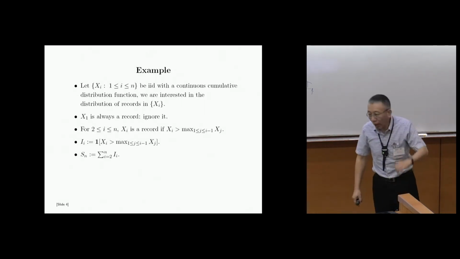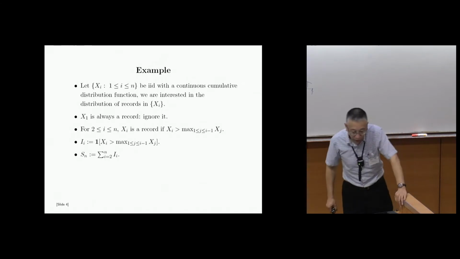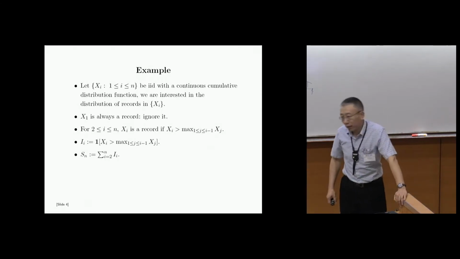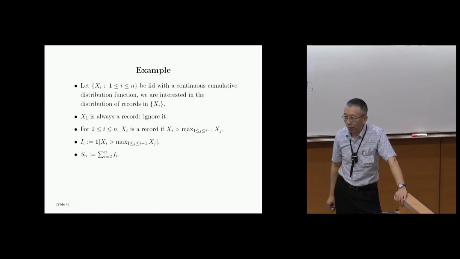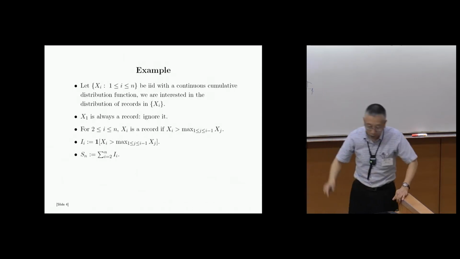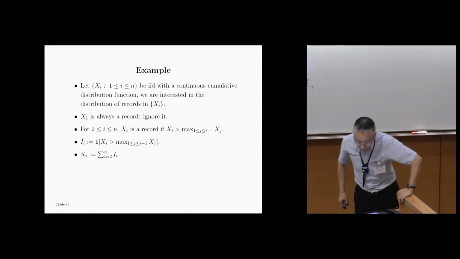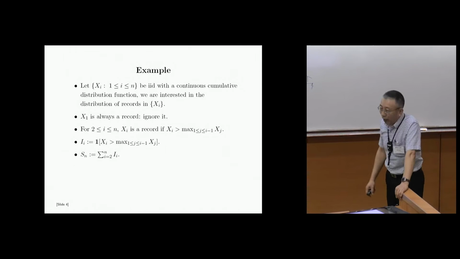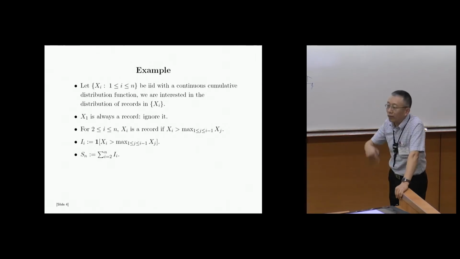Then I look at a concrete example here. We look at these IID continuous random variables. We try to look at records. Then you will see X1 is always a record. No problem. So we ignore that one. Not interesting at all. Then we look at the next ones. So X2, if X2 is bigger than X1, it's a record. If it's less, then we don't have a record.